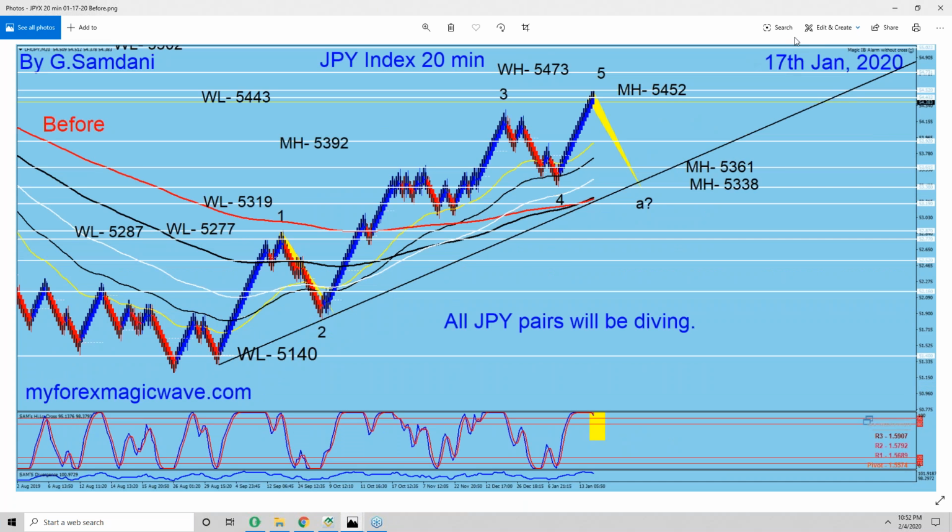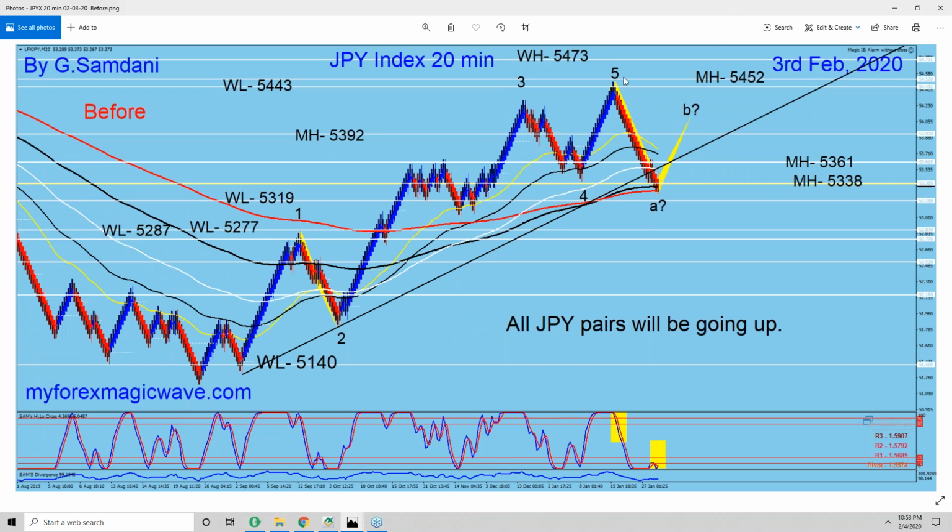This is the chart I made on the 17th of January, saying that this yen index 20-minute chart is going to drop here and all yen pairs will be diving. And that's what happened. It came down exactly at 53.38 before bouncing. Let me show you the chart. All yen pairs came down, and I had almost 8 to 10 trades between all yen pairs: Aussie yen, pound yen, euro yen. Yen is always on the right hand side, so all the yen pairs went down. And to this chart, this is what happened. It came down all the way straight to 53.38.